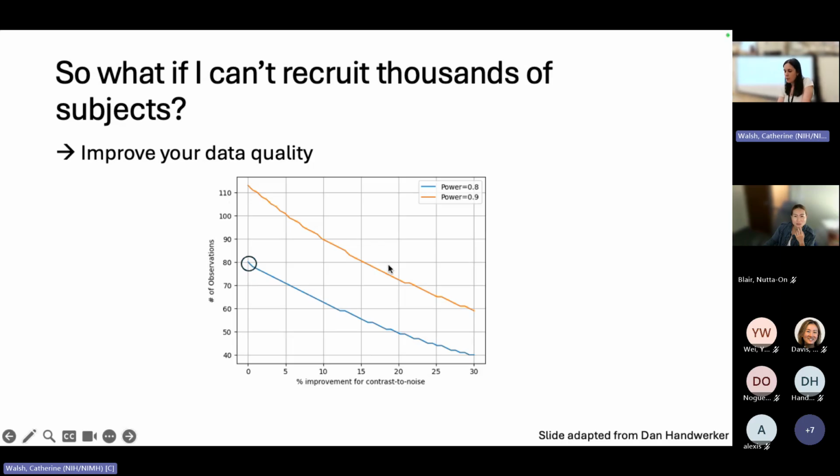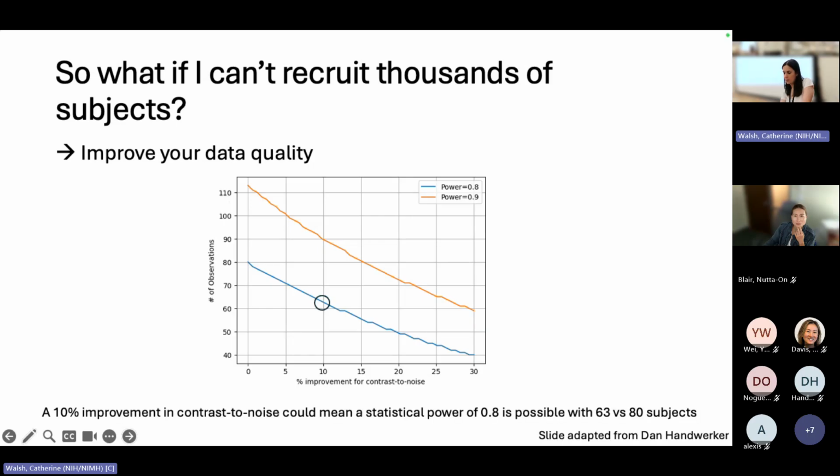So if we're able to improve our contrast to noise, which we can say here is like the effect size in our brain, even just 10%, we need fewer subjects. So here we need only about 63 subjects. While these slides were designed to think about group differences, the same logic follows for between-subjects individual differences analysis. If you have a clear effect size, a stronger relationship, you need fewer subjects to show that effect.